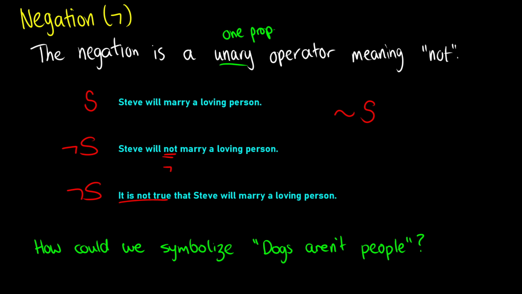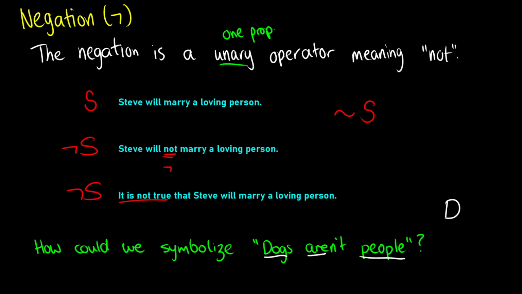What if we had this sentence, dogs aren't people, and we want to symbolize that? Well, first we have to get the proposition, and the proposition is always affirmative. So the proposition would be D, dogs are people. And in fact, maybe I should do this in a different color. I should do this in white. So call that D. So that represents dogs are people.